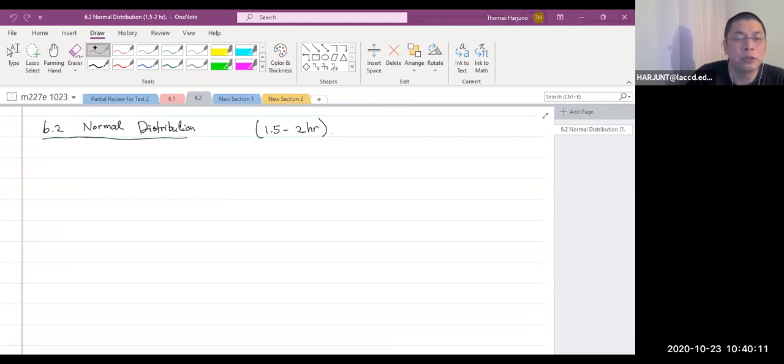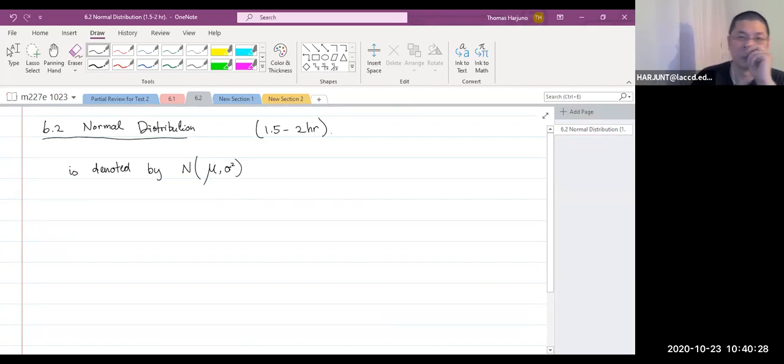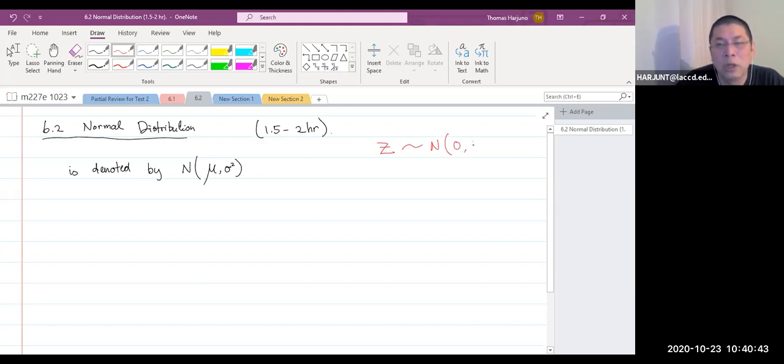Normal distribution is denoted by N(mu, sigma squared). So you will see the standard normal distribution is actually a normal distribution with mu 0 and variance 1 squared.